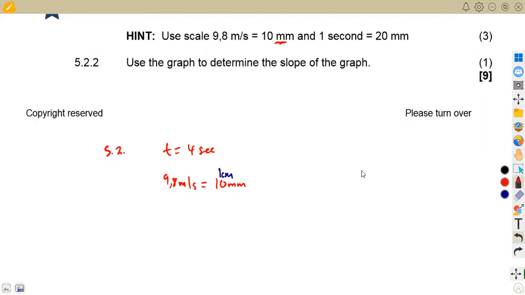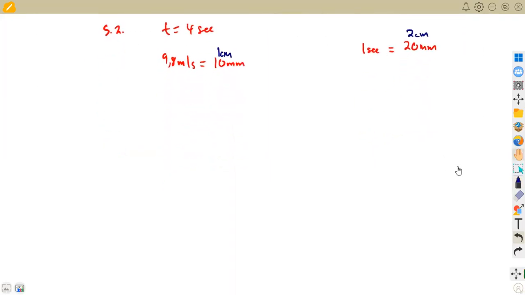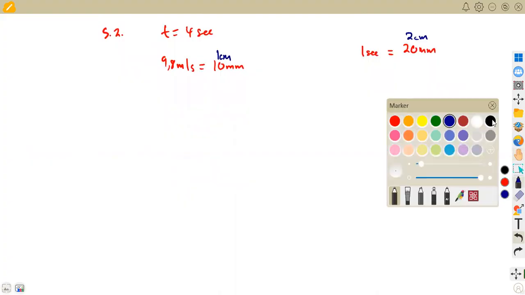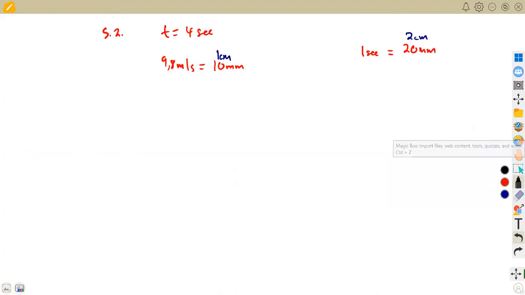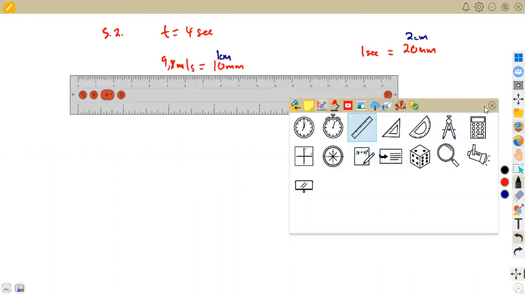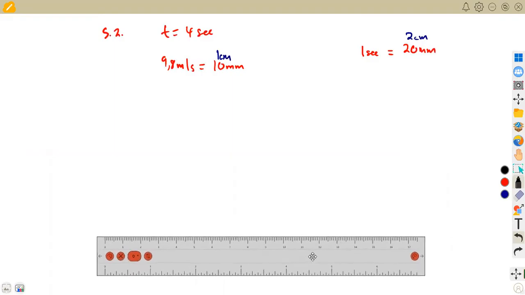The same thing here, time in seconds. 1 second is equivalent to 20 millimeters, which is simply 2 centimeters. So like I said, I'm just going to show you what you're supposed to do. Then the rest we'll see in another class. I'm going to actually show you everything. But for now, I just want you to see a sketch. It's not going to be accurately drawn, but it's just a sketch.